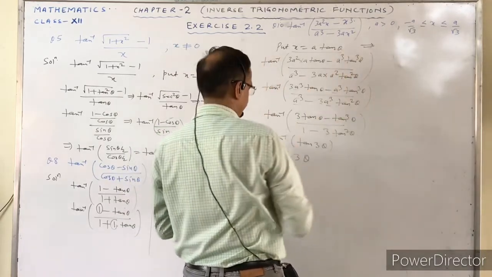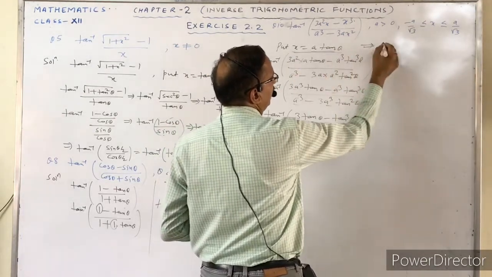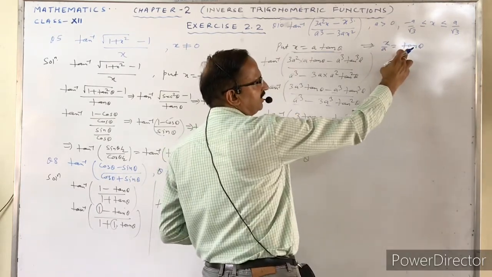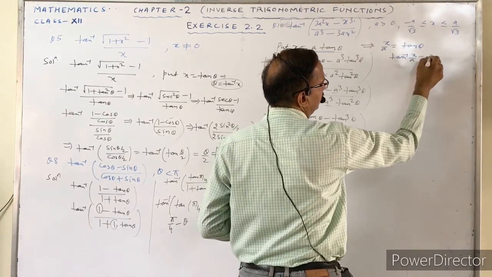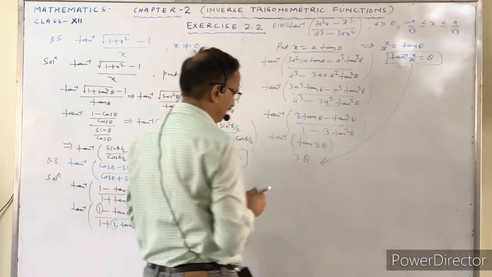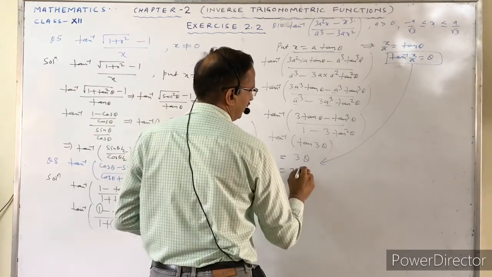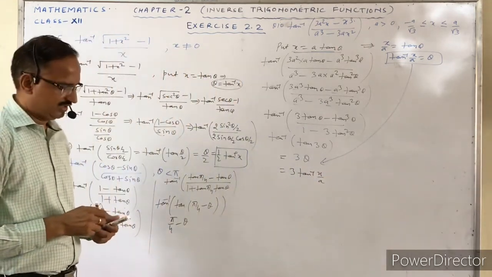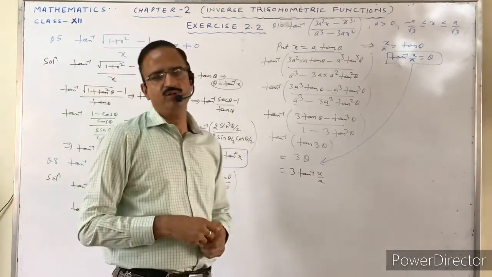From this we write, first of all, x by a equals tan theta. Now when we transfer this tan to the left hand side, it becomes tan inverse x by a equals theta. So this is the value of theta. We will substitute it here in place of theta. So we get 3 tan inverse x by a. So this is the simplest form of the given inverse trigonometric function.